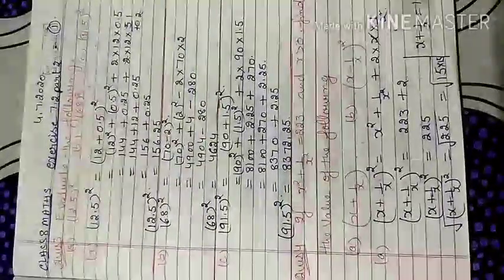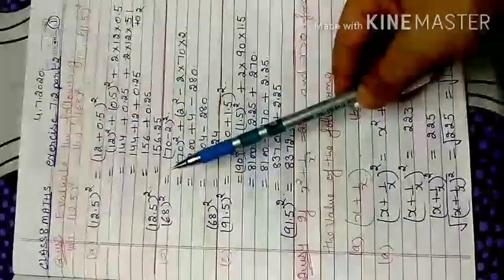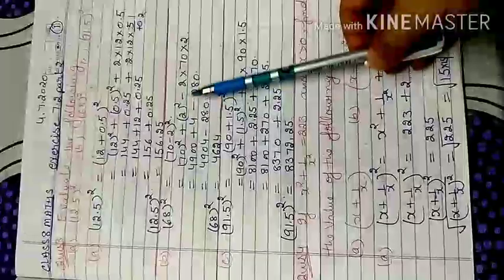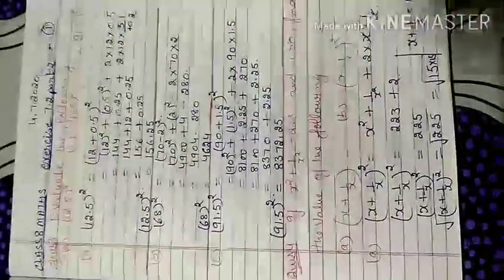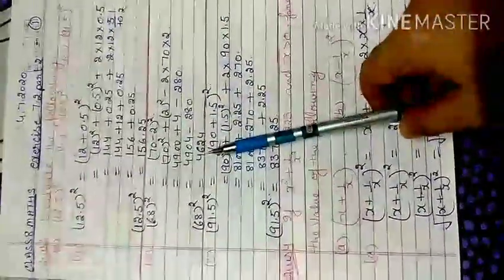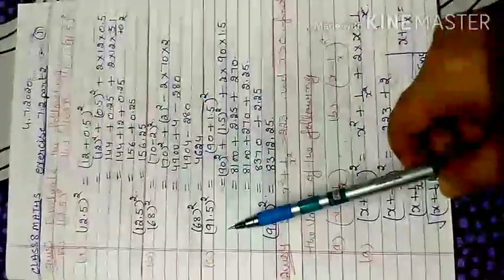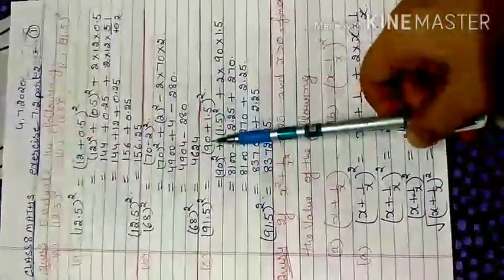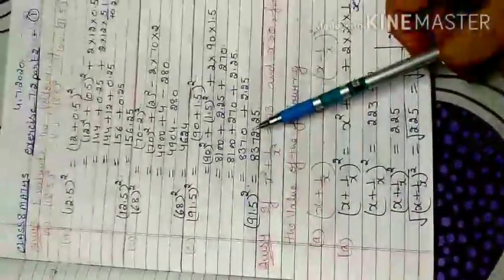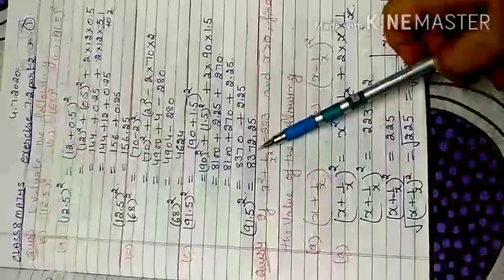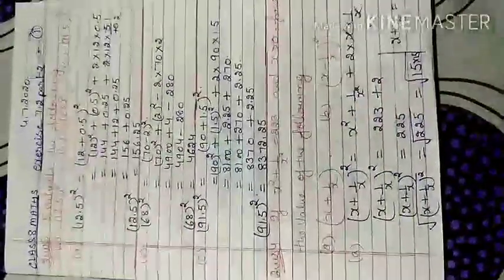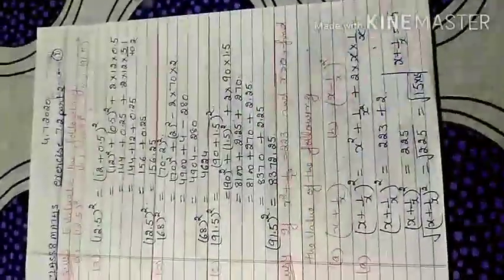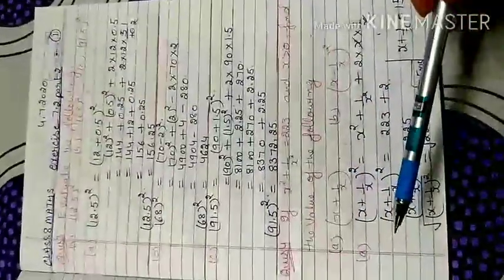That's why you can reduce your calculation. Here first term square, second term square, minus 2 into first term into second term. After calculation I get 4624. Now next is 91.5 whole square. So I split into two parts, (90 plus 1.5) whole square. After applying the formula, I got the answer 8372.25.